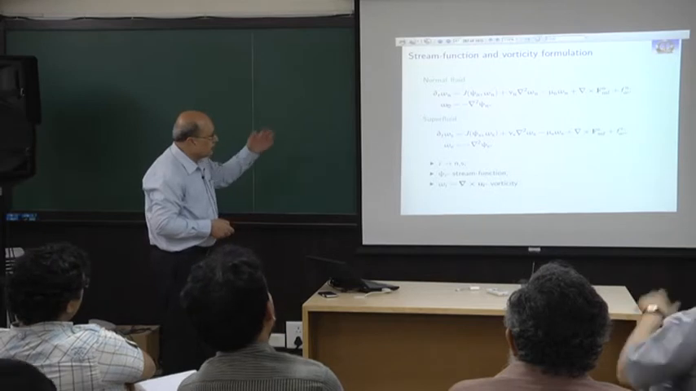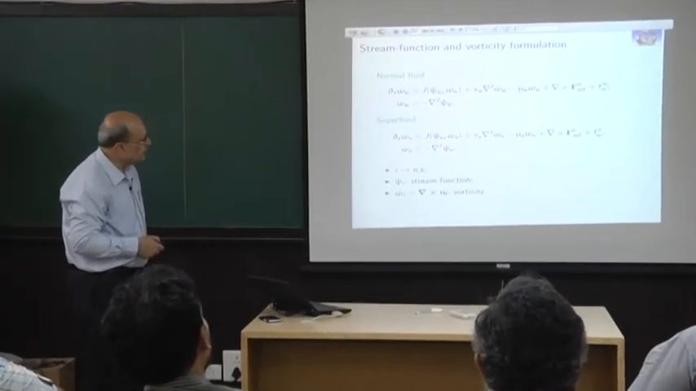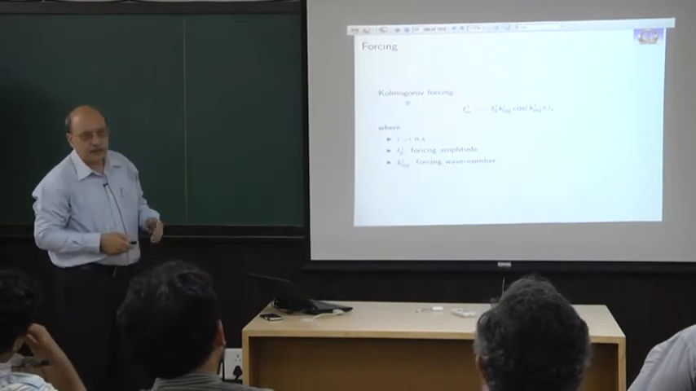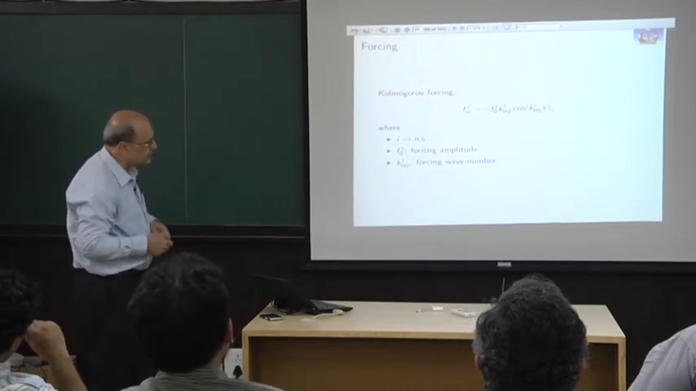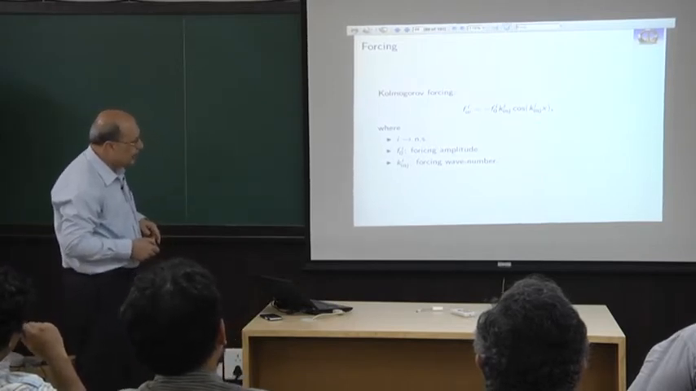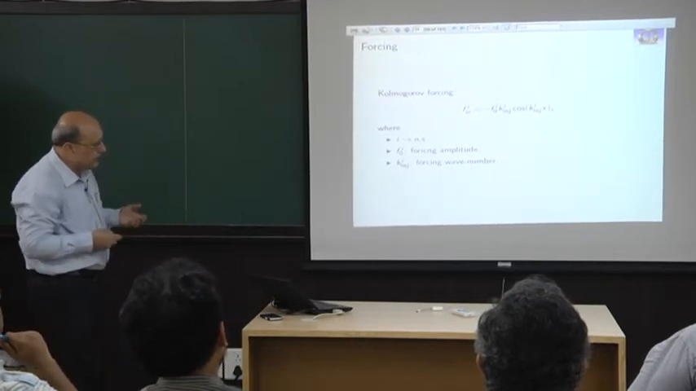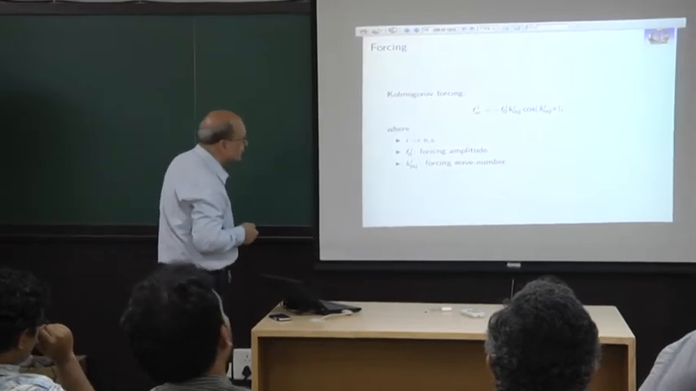So we have normal fluid, superfluid, pseudospectral method. What are the typical things people calculate? We are forcing it with a Kolmogorov force. That's only for the experts. Basically, it tells you some cosine forcing at some injection scale. So K injection is the wave number at which energy is being put into these two fluids.